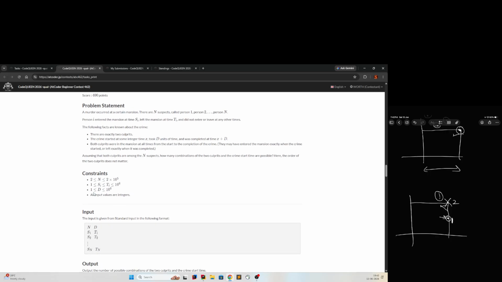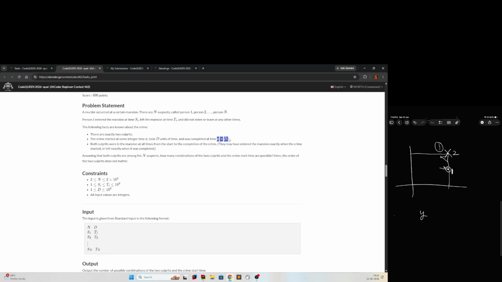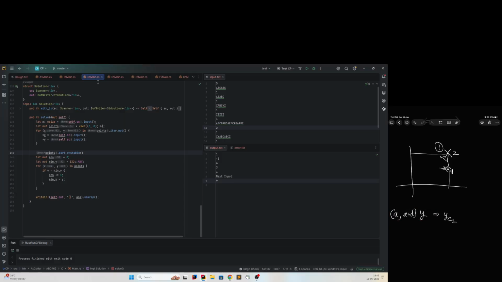So the way I have done it: the good thing is that the start and end times have constraints of 10 power 6. So I can iterate over each time period. I iterate over all the possible values of x, and then I check in this x to x plus d interval how many people are there. Then if there are, let's say, y people from x to x plus d in this range, meaning y people are present in the mansion, then we have yC2 ways to choose the people. So that is what I've done here.